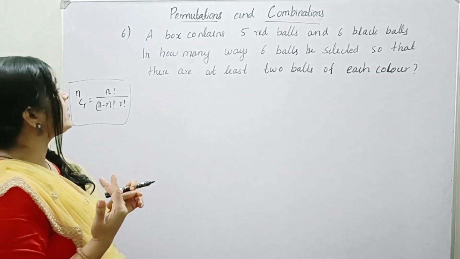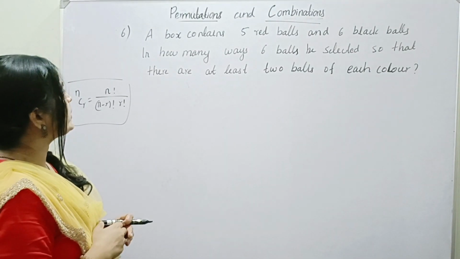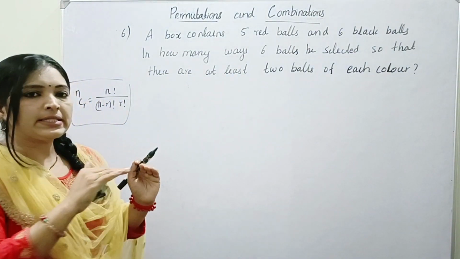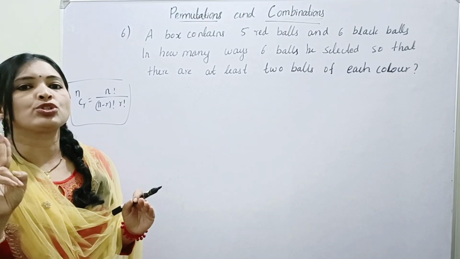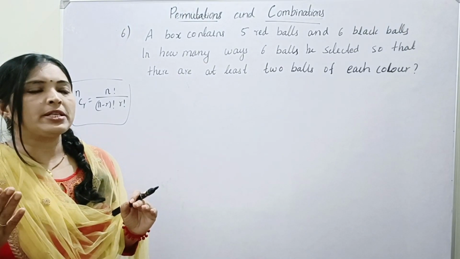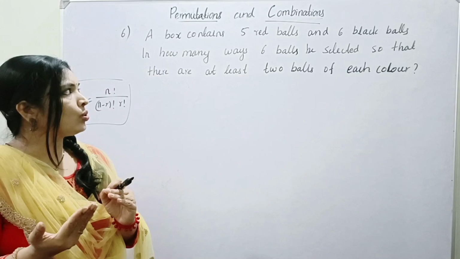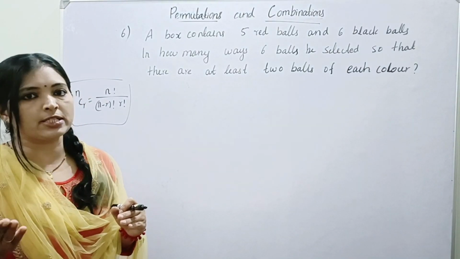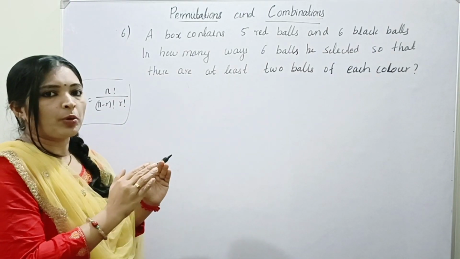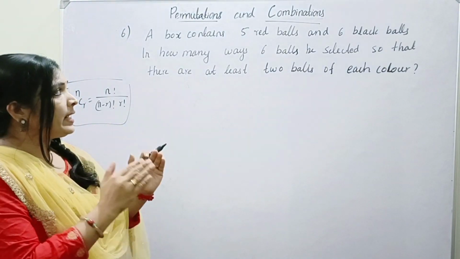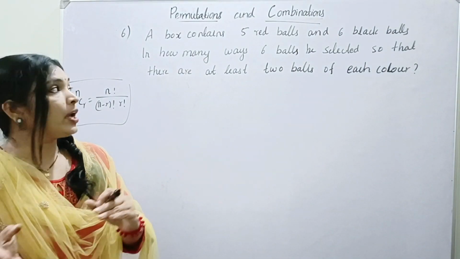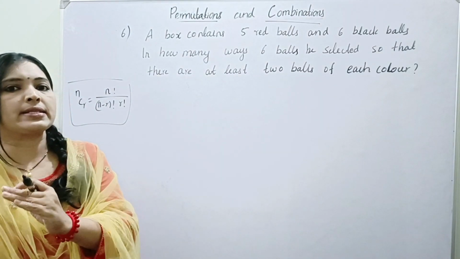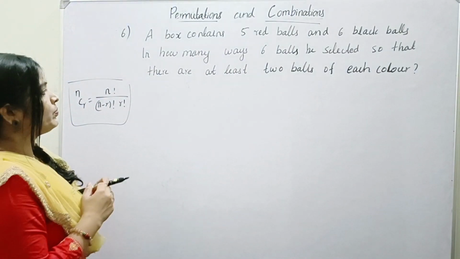One more thing, it is mentioned that there are at least 2 balls of each color. That means for each selection at least 2 balls of each color should be there. At least means the possible cases are 2 red balls, 4 black balls. In total we have to select 6 balls. So if we select 2 red balls, then 4 black balls; 3 red balls, 3 black balls; 4 red balls, 2 black balls. So in 3 cases we have to select. 3 combinations will be there.